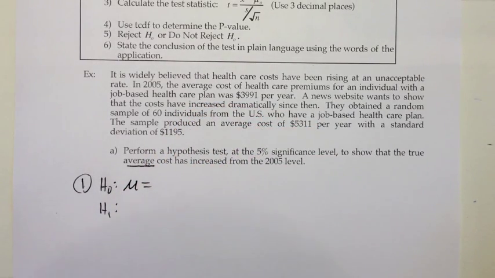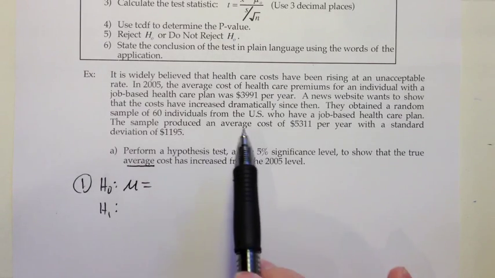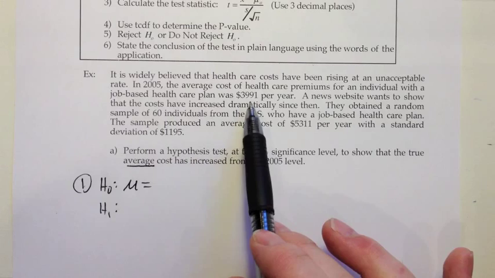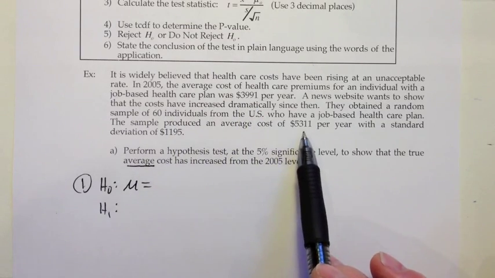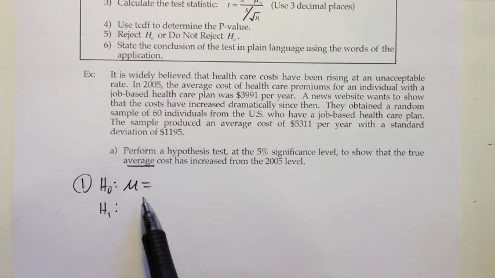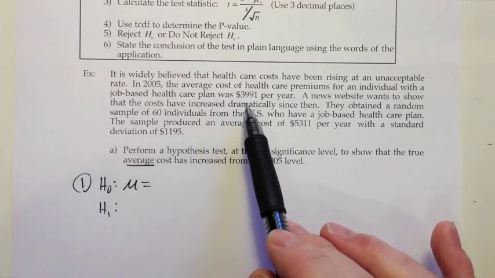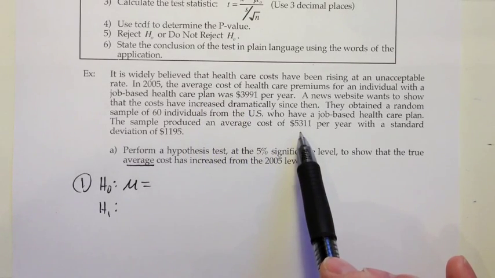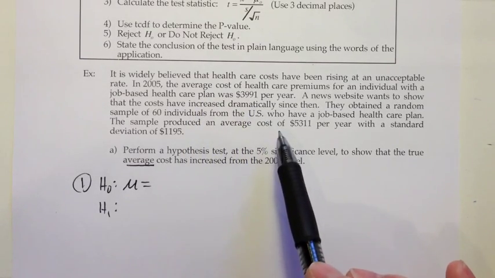And then I'm going to try and think about what to set that equal to. And it can be a little tricky. We see several numbers: 2005, 3991, 60, 5311, 1195. So what do we set it equal to? Well, first of all, it's a claim about an average. So this is stated as an average healthcare cost, and so is this one. So it's one of those two.